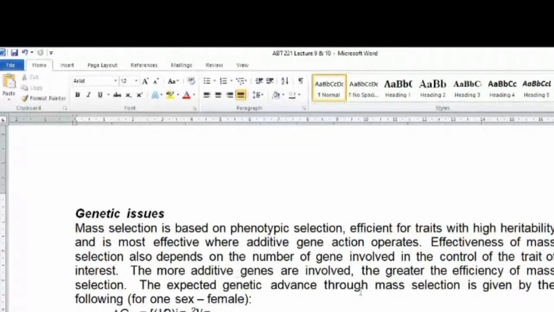So the expected genetic advance for mass selection will then be given by a formula that we are seeing here. This delta G, of course, is genetic gain, and will be equal to a half times selection intensity times additive genetic variance, divided by the total phenotypic variance.